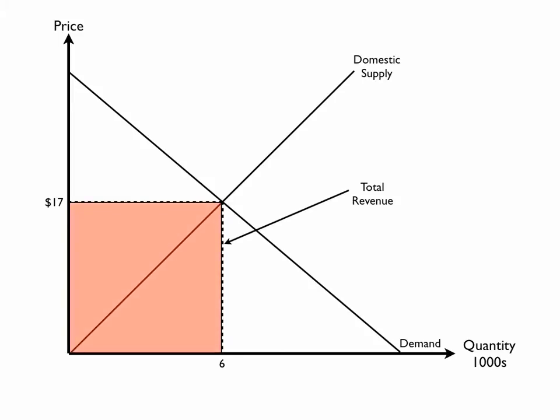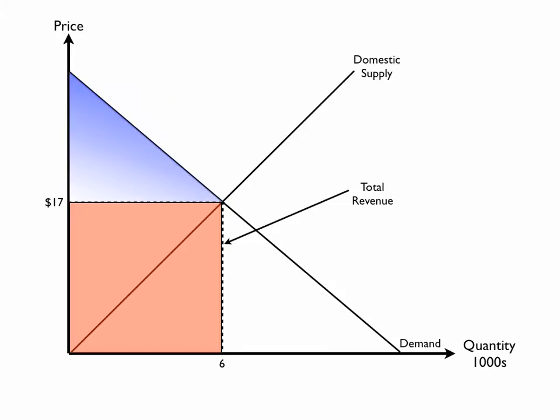The red box represents the total revenue to producers of supplying 6,000 pounds of sugar in the market. Domestic suppliers produce 6,000 pounds. They sell it for $17 a pound. That's $102,000 in total revenue going to the domestic supplier.